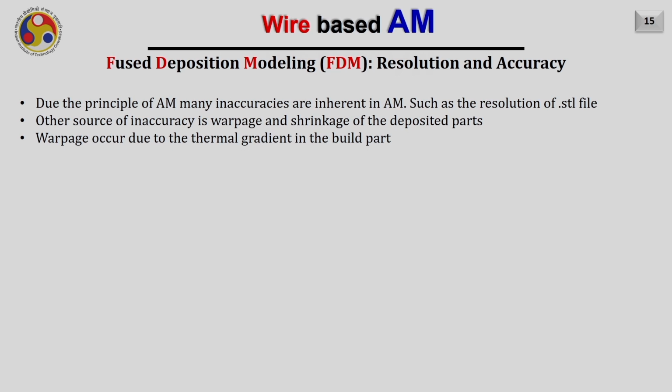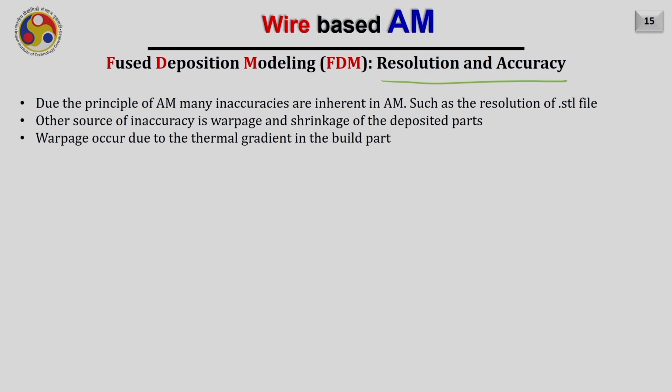Now let us discuss a little bit about the resolution and accuracy in the FDM process. Due to the principle of additive manufacturing, many inaccuracies are inherent in it, such as the resolution of the STL file itself. Because your STL file consists of triangles, which itself is an approximation of the CAD model, you will get the deposition approximated, right? Because you want to make a circle, but you will never be able to get a circle, you will end up getting some polygon.